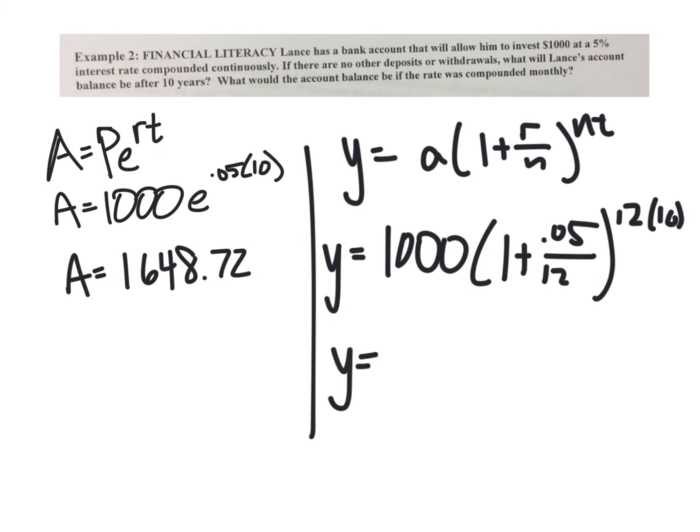After 10 years, we see that there's $1,647 and about 1 cent. So slightly less than continuous because it's not compounded as many times in a year, but still a good amount of cash.